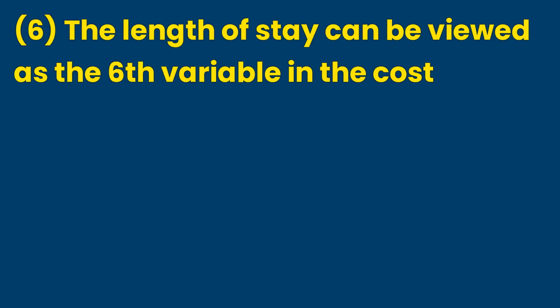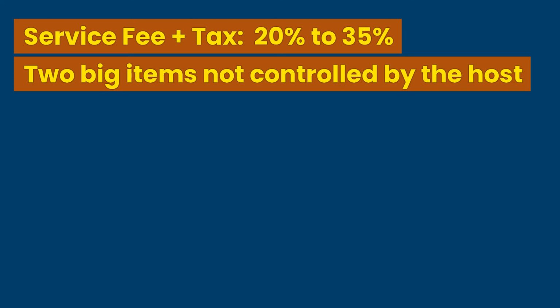The length of stay can be viewed as the sixth variable in the cost, but we will delay exploring this subject to a different video to better focus our discussion in this video. Note that hosts do not receive the platform service fee or the occupancy tax in their payouts. These two items can account for 20% to 35% of the total cost. This is a very significant amount and is beyond the host's control. Therefore, hosts can only adjust the first three variables related to the booking rate.